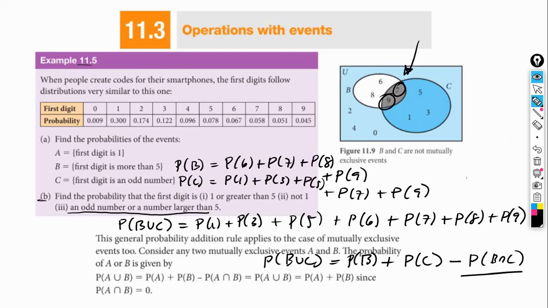So in general, we can say that the probability of A or B, which is the same as saying the union, is equal to the probability of A plus the probability of B minus the probability of their intersection, which is the same as saying probability of A and B. So what we have in A and B is 7 and 9 in this particular case, and we would have to subtract it. But if the events are mutually exclusive, then the probability of A union B would simply be probability of A plus probability of B, since the probability of their intersection would be 0.